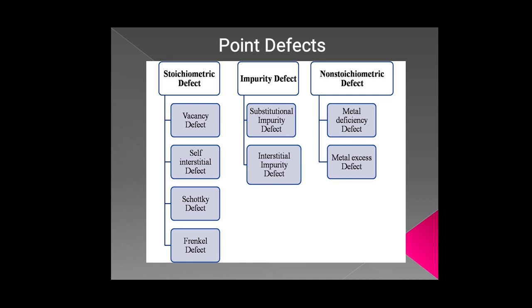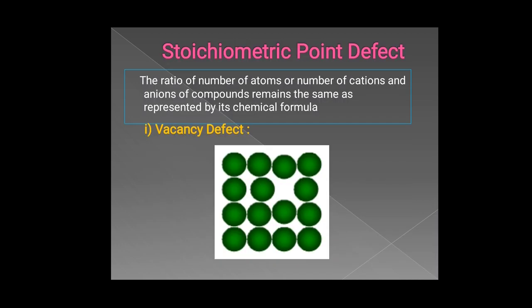So depending on what kind of defect has arisen in the given crystal structure and the reason for it, the defect is categorized into these types. Let us see them one by one. First we'll go for stoichiometric point defect. It can be defined as a defect in which the ratio of the number of atoms, or the number of cations and anions, of the compound remains the same as represented by its chemical formula.